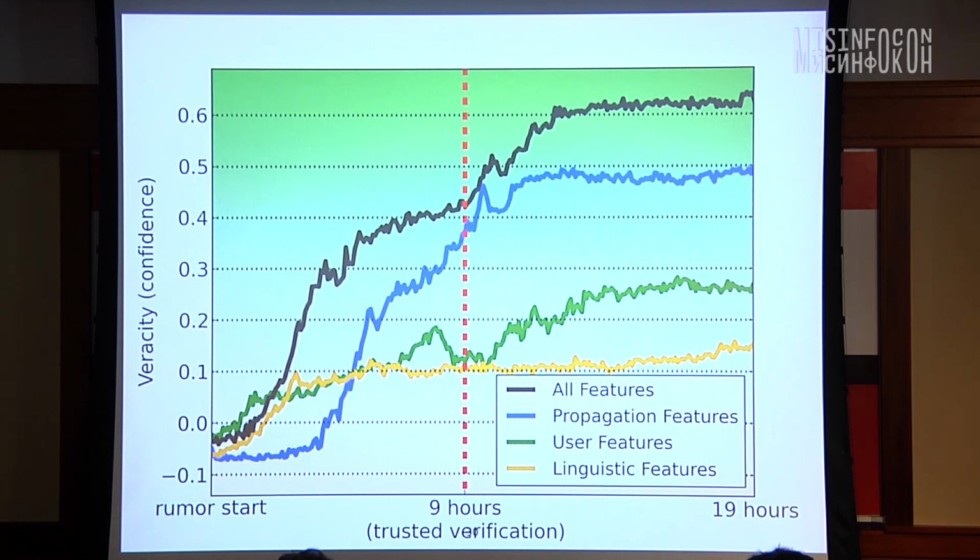Let me just explain the y-axis here. It goes from -1 to 1. If my system thinks something is 100% true, it will give it a score of 1. If it thinks it's 100% untrue, it will give it a score of -1. And you can see that about 4 hours in, my system was fairly confident that this is a true rumor, before any news source came out and said this is true or false.